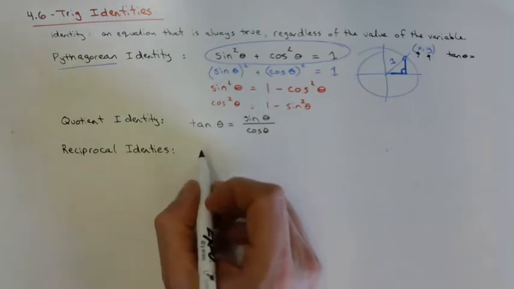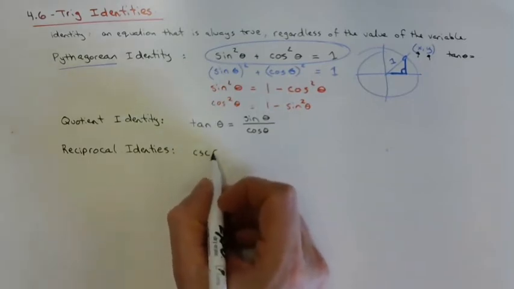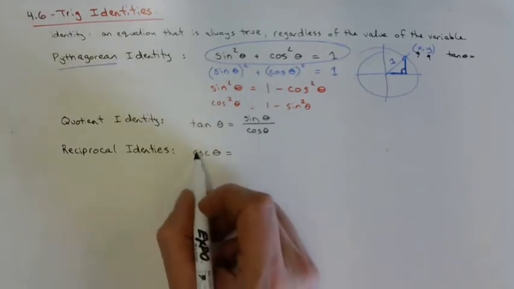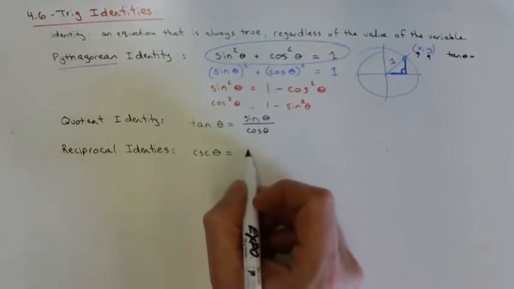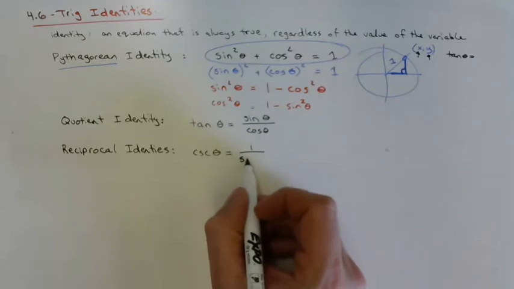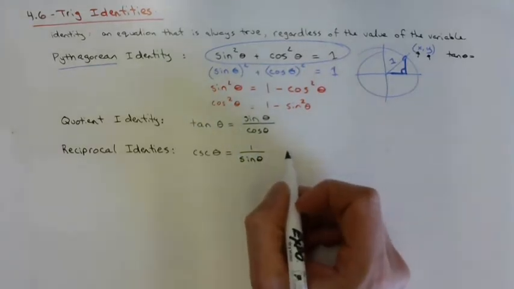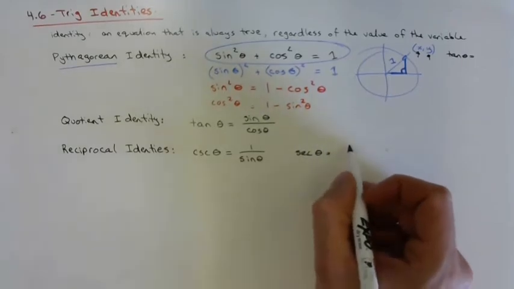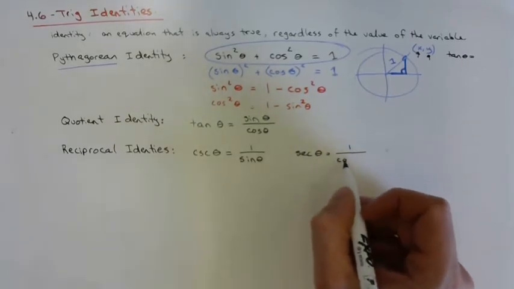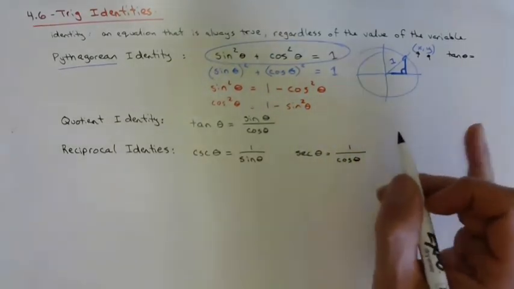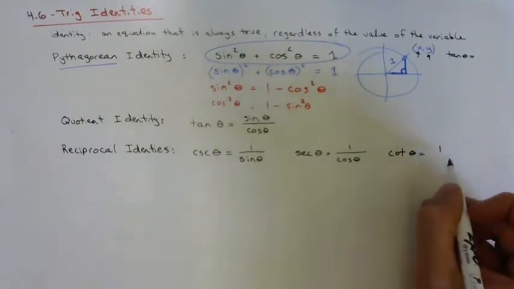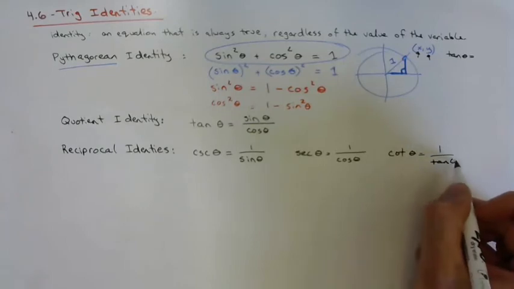Reciprocal ratios: the cosecant of theta is equal to, do you know what its reciprocal ratio is? Cosecant? Yeah, the reciprocal of sine, so you'd write 1 over sine theta. Secant's reciprocal is? Cosine. Yep, so it's equal to 1 over cosine. And the cotangent's reciprocal is tangent, so 1 over tangent of theta.